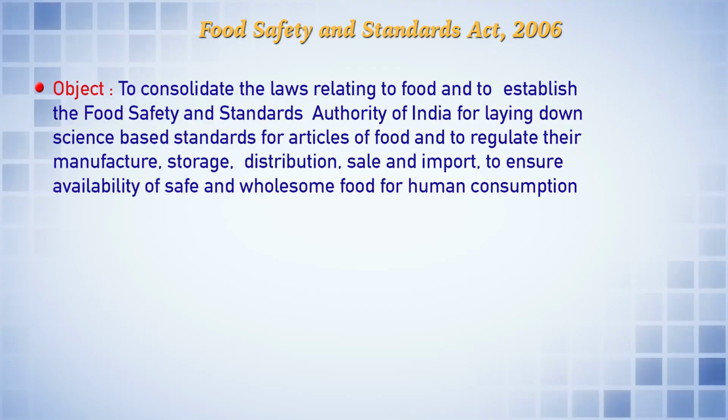The object is to consolidate the laws related to food and to establish the Food Safety and Standards Authority of India, for the purpose of laying down science-based standards for articles of food and to regulate their manufacture, storage, distribution, sale and import, and also to ensure availability of safe and wholesome food for human consumption. So it is a very comprehensive objective.